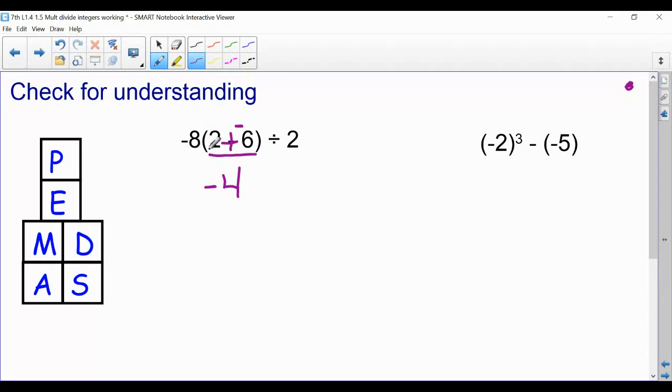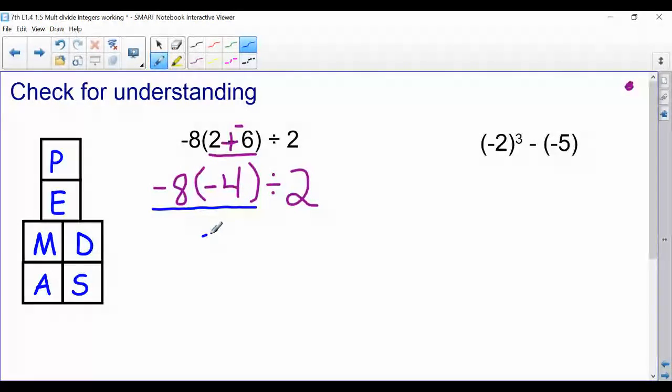We have a -8 out front of these parentheses, so again, that is multiplication, so we're going to make sure to show that, and then divided by 2 at the end here. Okay, we have a new math expression here. We're going to go back to the top of our orders of operations, parentheses. There's no operations in the parentheses. Exponents, there's no exponents. Multiplication and division. So if we look at the problem in order from left to right, we have -8 times -4.